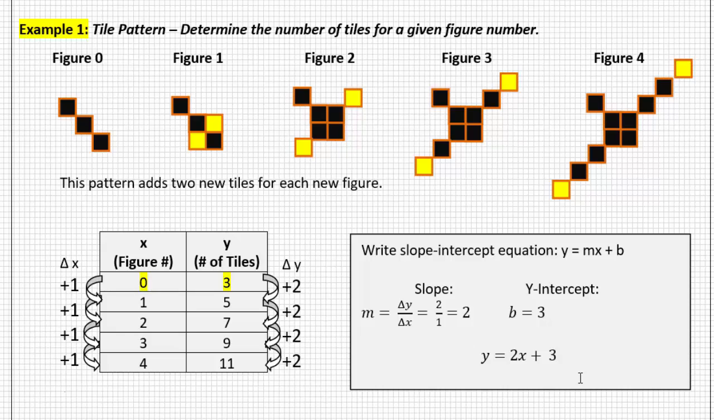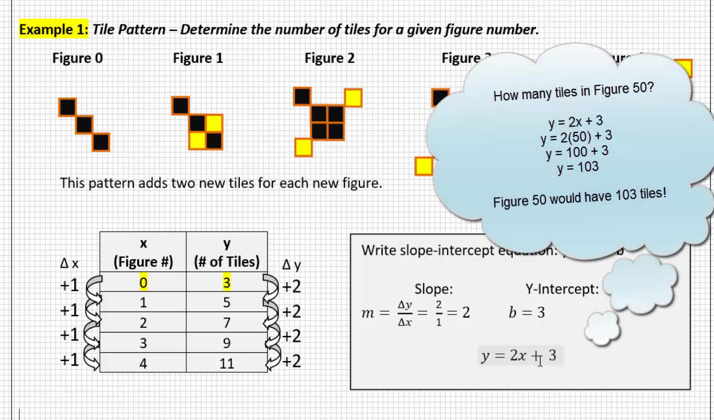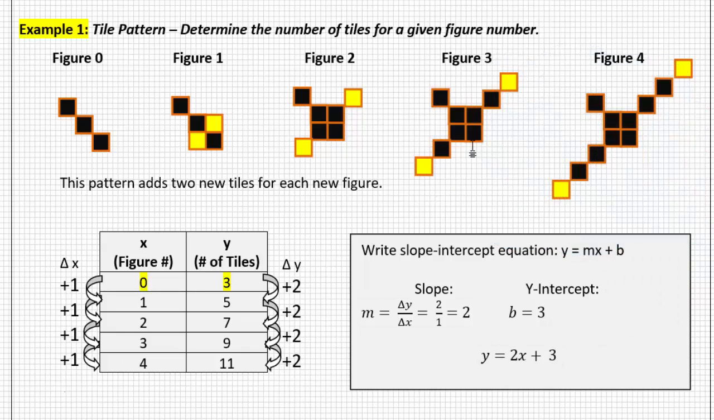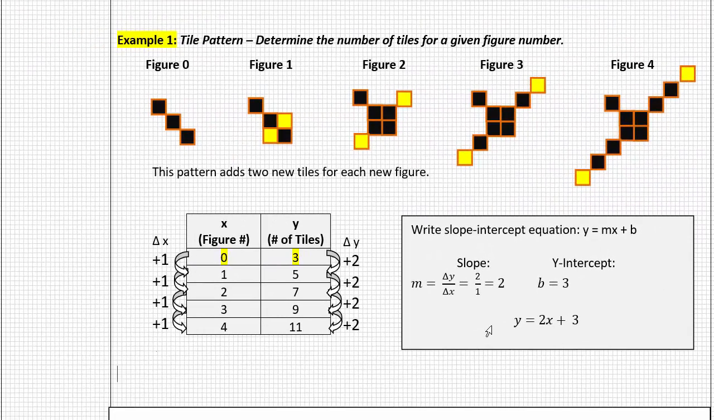If I wanted to know how many tiles were in figure 50, well, x equals 50, so I could say 2 times 50 equals 100, plus 3 equals 103. So figure 50 would have 103 tiles. So that's why it's important to be able to look at any kind of pattern, find a way to organize it, data tables are really nice, and then be able to write an equation. So I'm going to have us leave it at that, our first example.